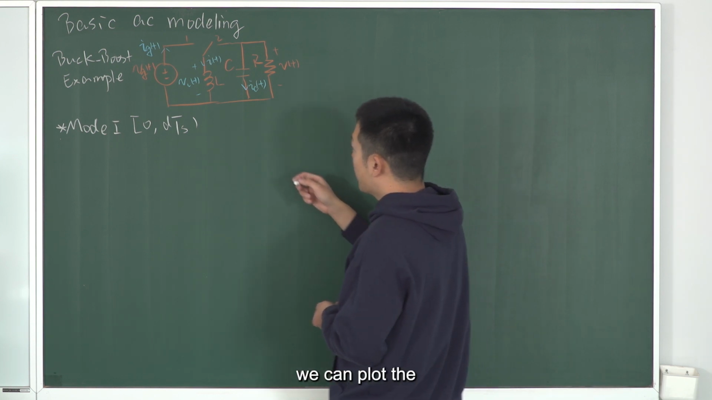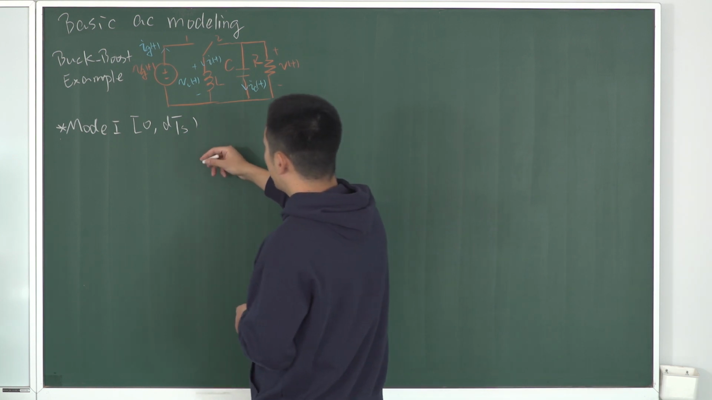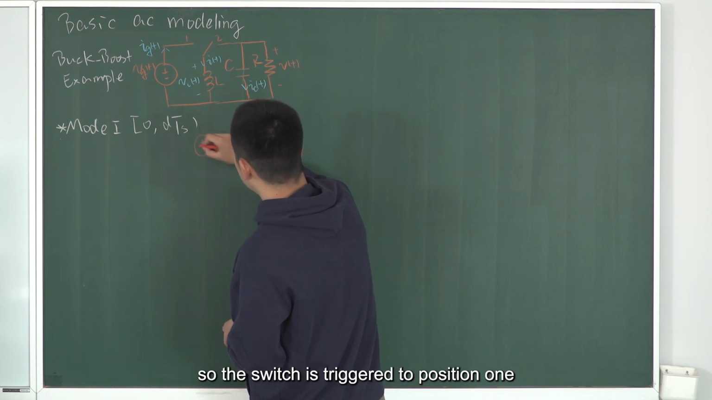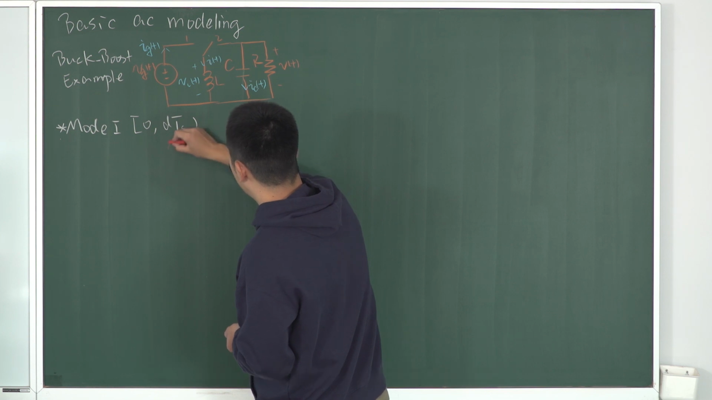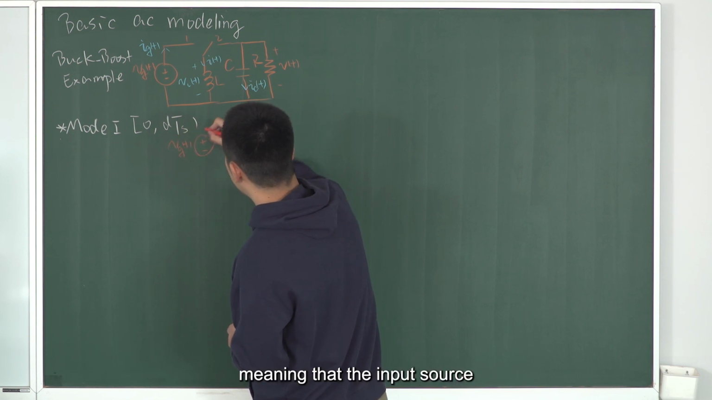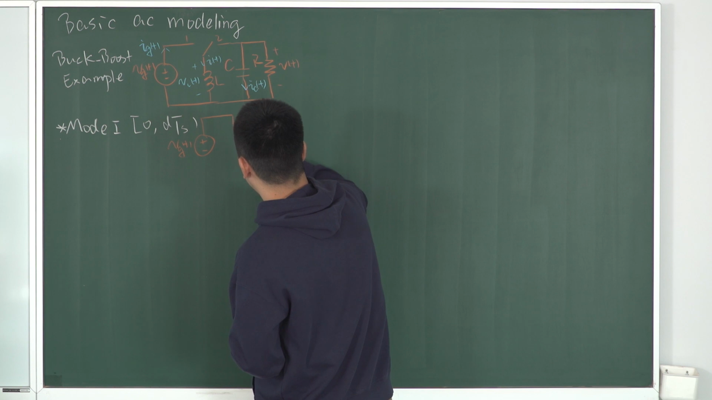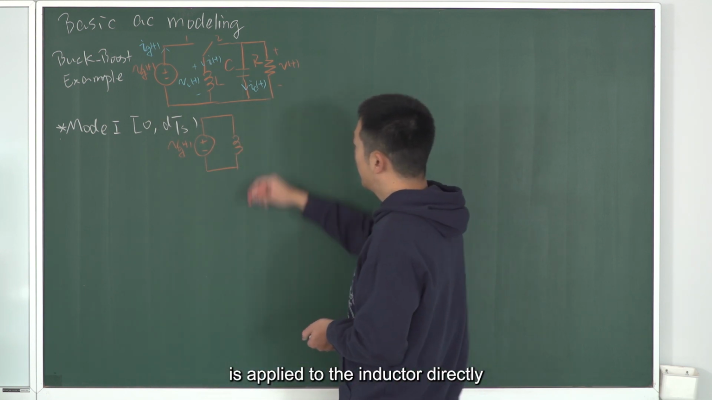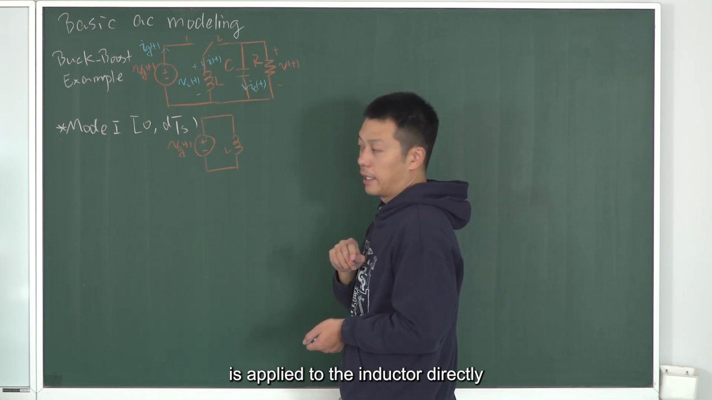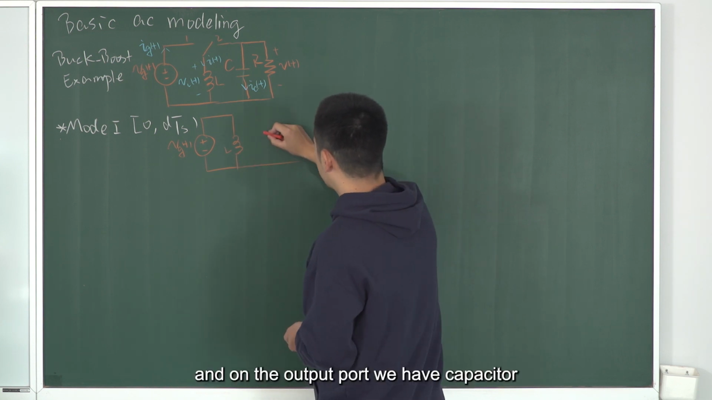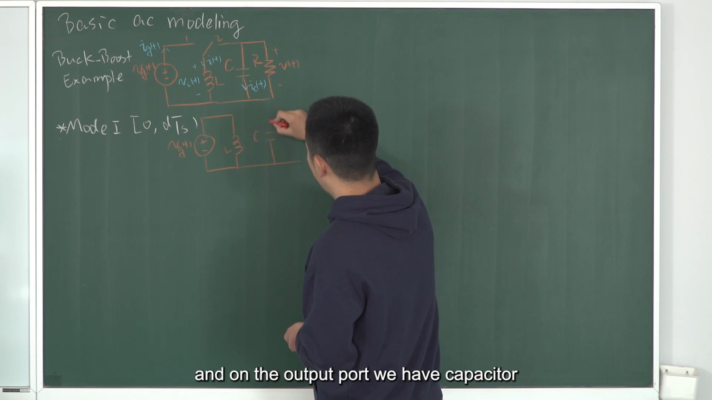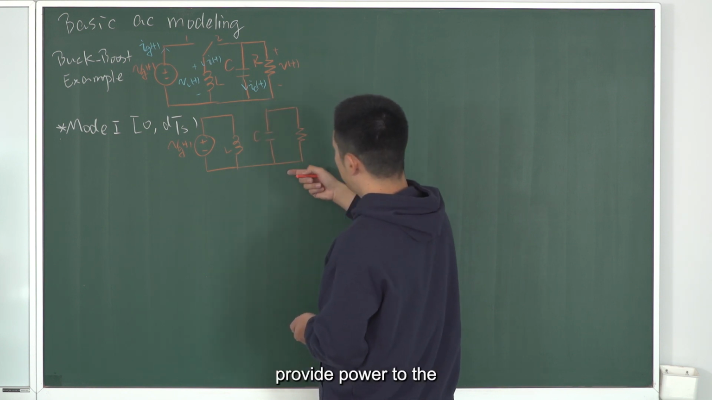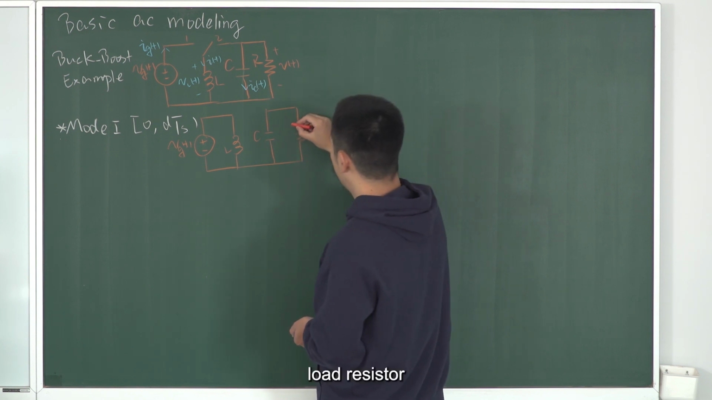In mode 1, we can plot the equivalent circuit for the buck-boost converter. The switch is triggered to position 1, meaning that the input source is applied to the inductor directly. And on the output port, we have the capacitor providing power to the load resistor.